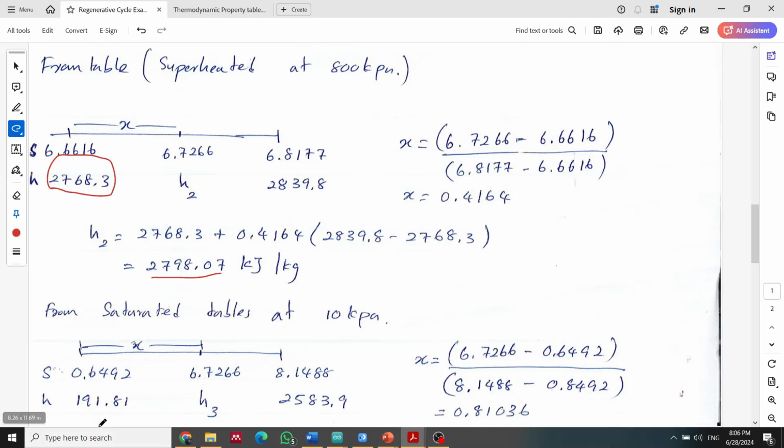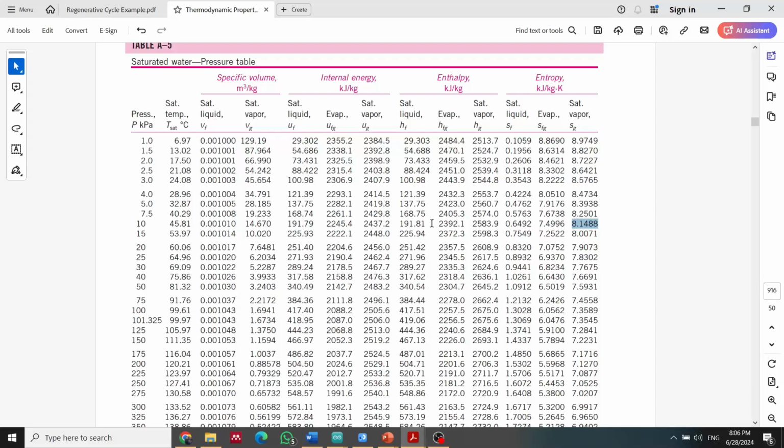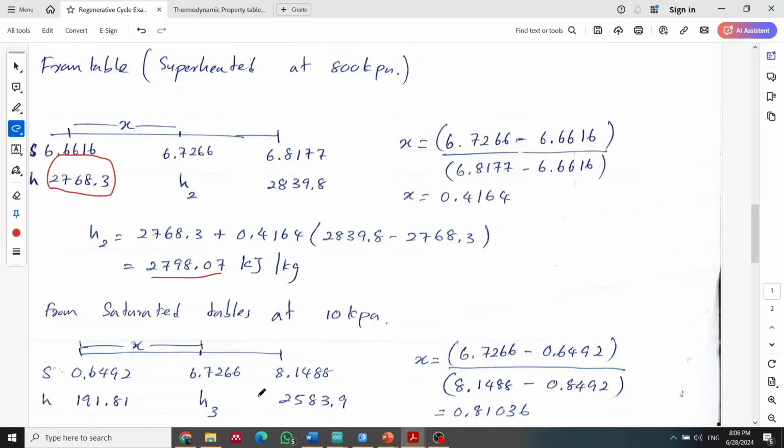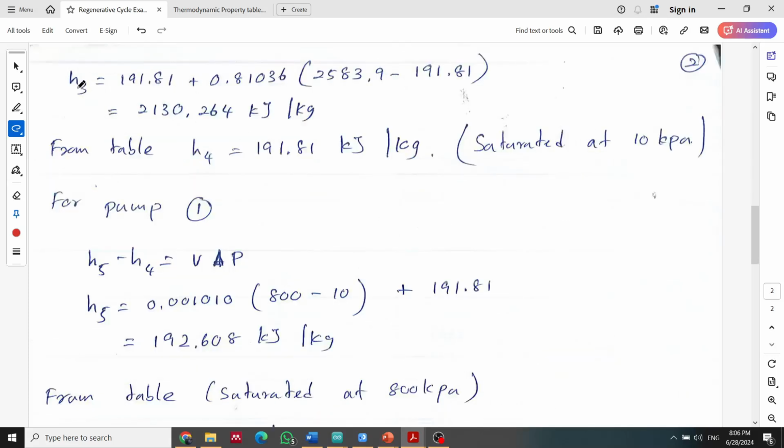So X becomes 0.81036, and we can also extract the H values from the table. This is the HF value and this is the HG value. Then we can extract these two values and calculate H3. Once we have figured out X, we can apply it to find the H3 value. So this is the equation. Then H3 equals 2130.264.